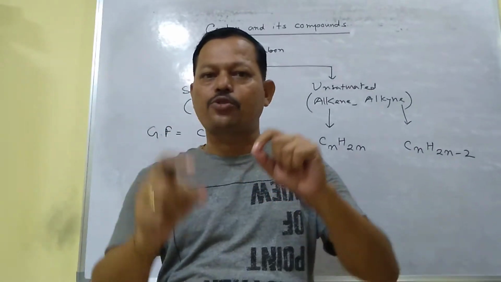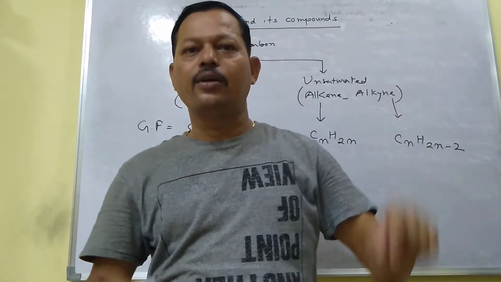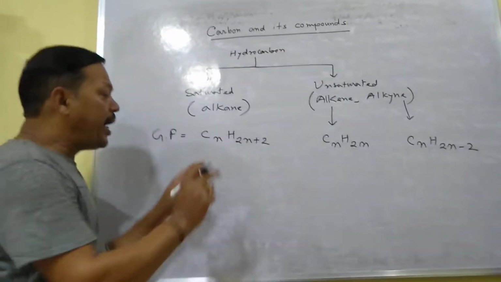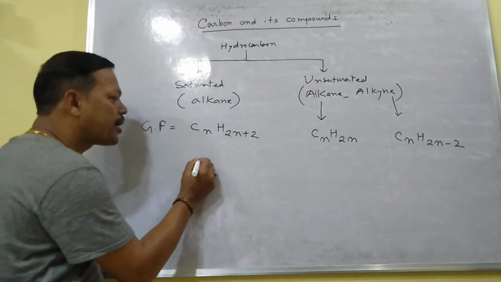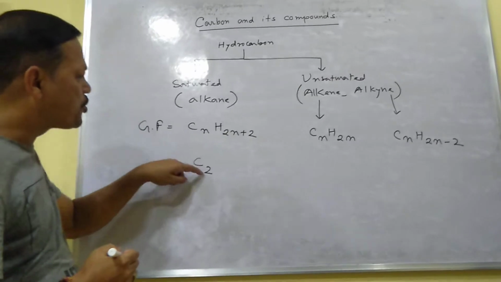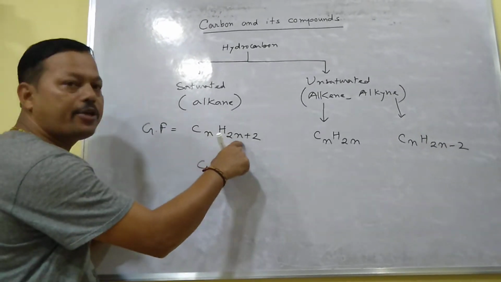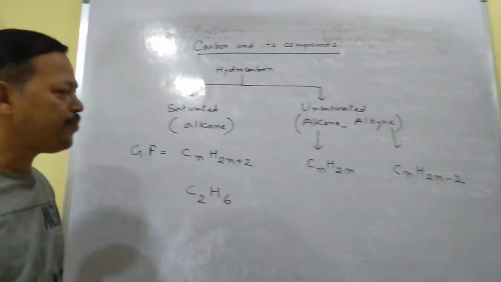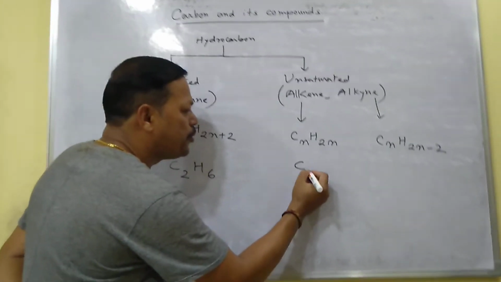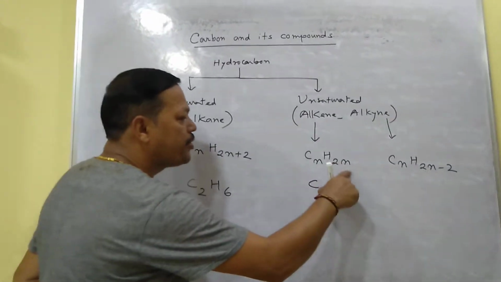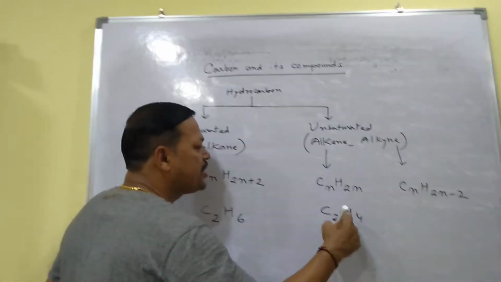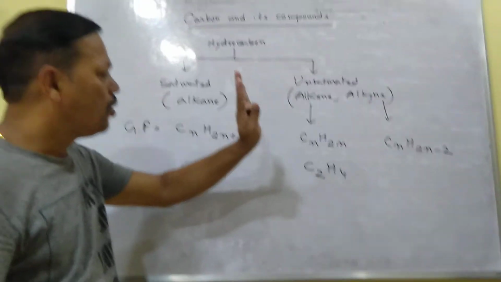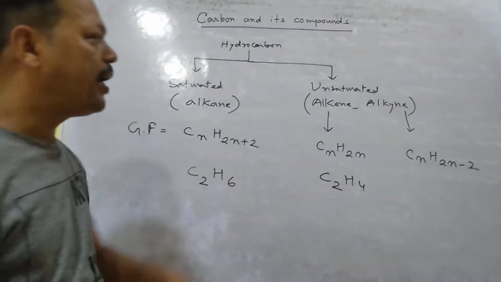If you know this general formula, then you can find out if a molecular formula is supplied to you. If the question asks whether it is alkane, alkene or alkyne, to find out that you should know about this general formula. Here the n represents the number. Suppose carbon number is 2, n value is 2. If C2, how much hydrogen? 2 into 2 plus 2, it will become 6. Similarly, if you take 2 carbon, how much hydrogen? 2 into 2, it becomes 4. This is the example of alkene. So from the formula, you can find out whatever it is, alkane, alkene or alkyne.